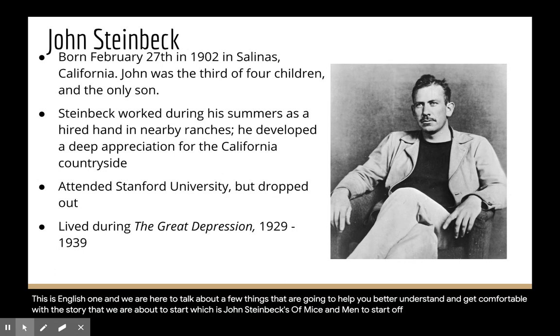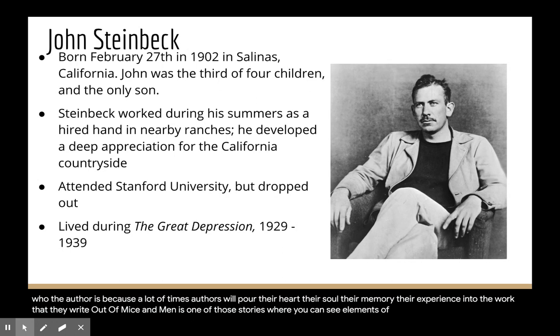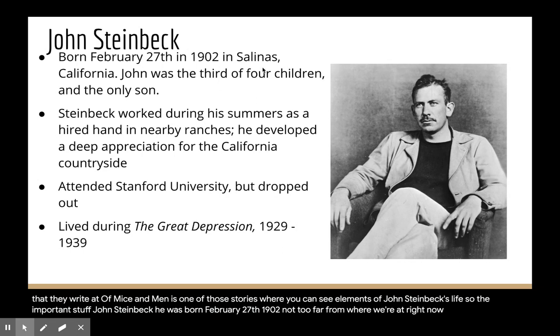To start off, we're going to break down who the author is because a lot of times authors will pour their heart, their soul, their memory, their experience into the work that they write. Of Mice and Men is one of those stories where you can see elements of John Steinbeck's life. So the important stuff. John Steinbeck, he was born February 27th, 1902, not too far from where we're at right now in Salinas, California.